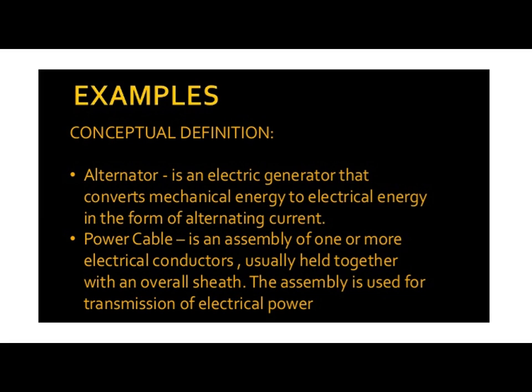Now we are going to see the examples for conceptual definition. Alternator: it's an electric generator that converts mechanical energy to electrical energy in the form of alternating current. Then second one, power cable: it's an assembly of one or more electrical conductors usually held together with an overall sheath. The assembly is used for transmission of electrical power.